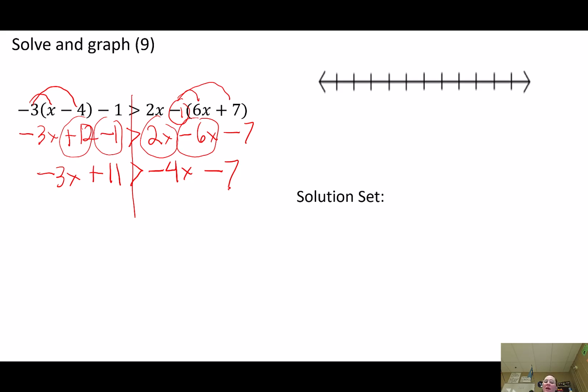Now I'm at the point I don't have anything else I can simplify on either side of my inequality. So I'm going to move my variable. So as we talked about in the last one, it doesn't matter which one we use. So I'm going to add 3x.